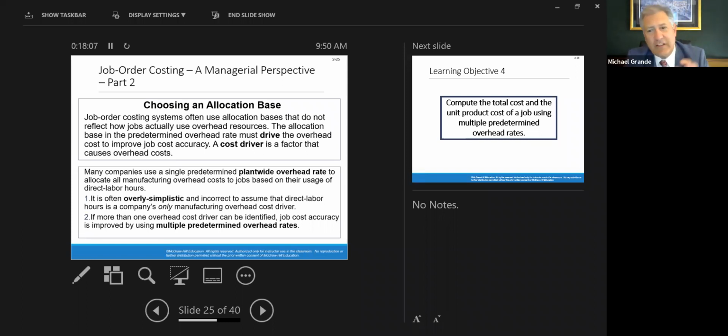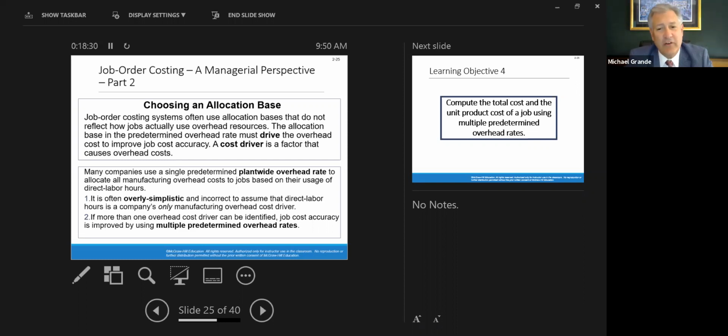Many companies use a single predetermined plant-wide overhead rate to allocate all manufacturing overhead costs of jobs based on their usage of direct labor hours. Why? It's often overly simplistic and incorrect to assume that direct labor hours is a company's only manufacturing overhead cost driver.